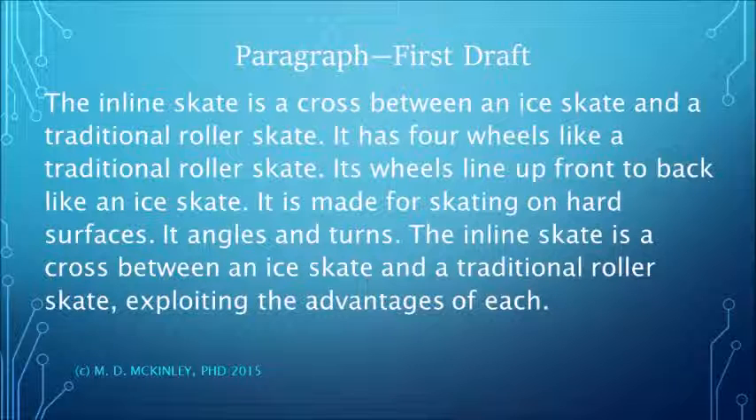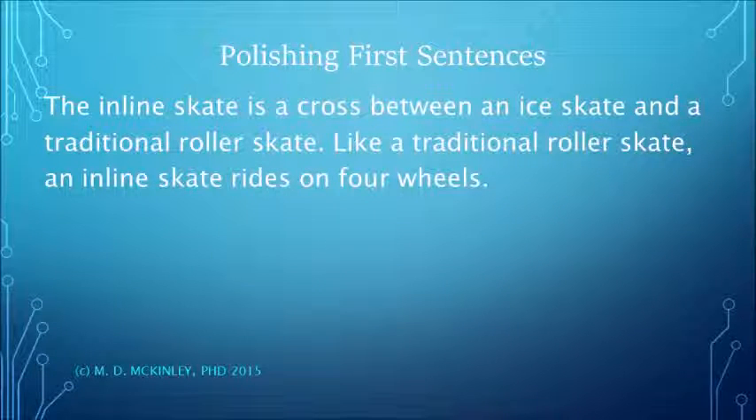To smoothen our writing, we must make a clear connection between sentences. For instance, for the first 2 sentences, we could write, "The inline skate is a cross between an ice skate and a traditional roller skate. Like a traditional roller skate, an inline skate rides on 4 wheels."